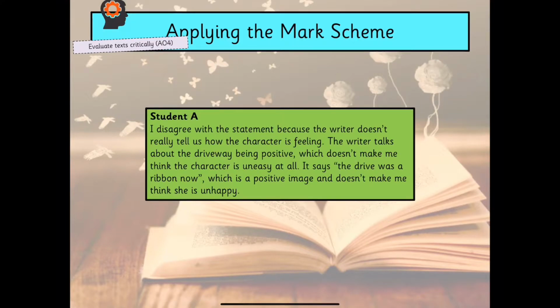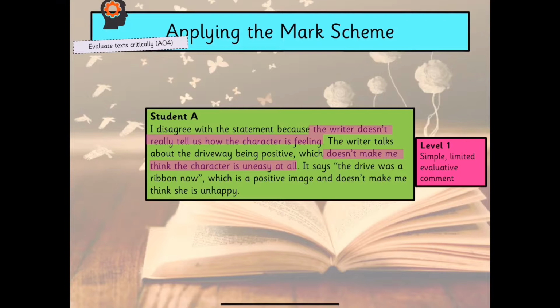It's a very brief extract from a student answer, as you can see, but let's just start with what they have done and what marks they have achieved. So in pink, I've highlighted the comments on effect. Hopefully you'll agree these are quite simple. "Doesn't make me think the character is uneasy at all." It is an evaluative comment. It is engaging with the question and it is thinking about the effect on the reader, but it's doing so in a very, very straightforward and simple manner.